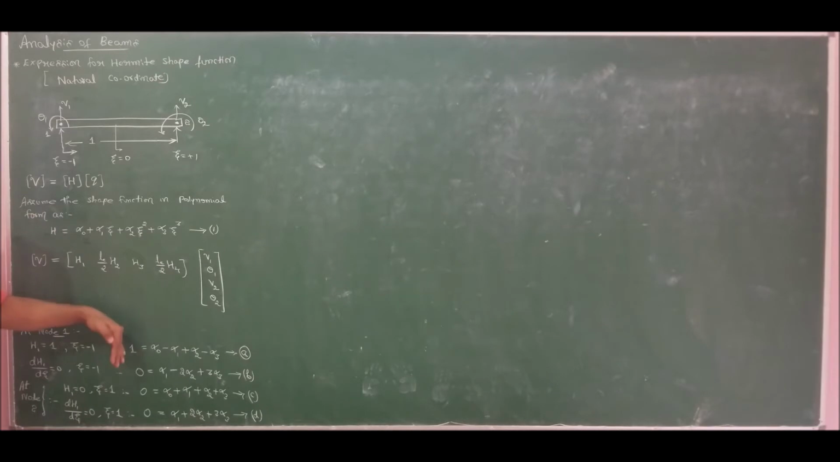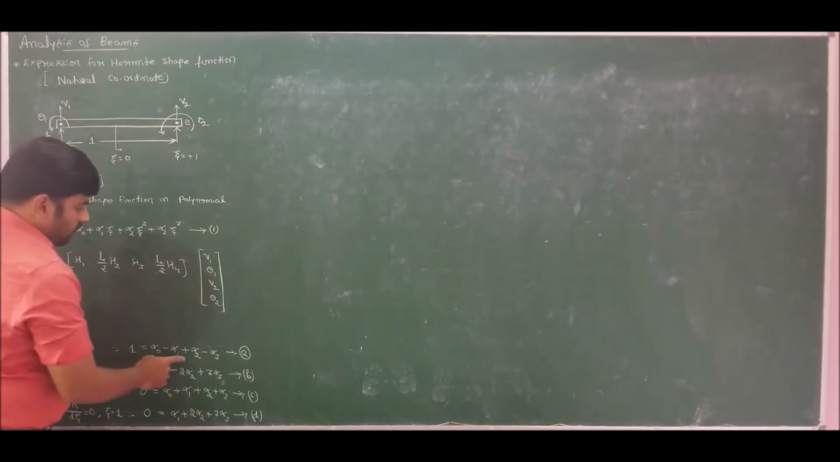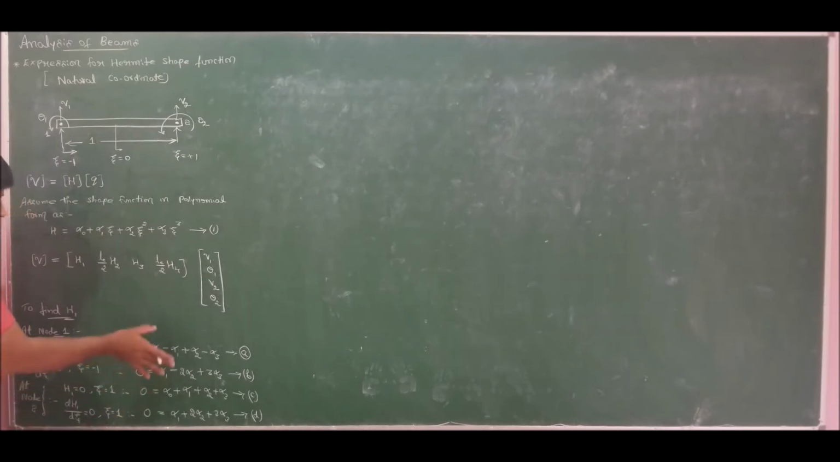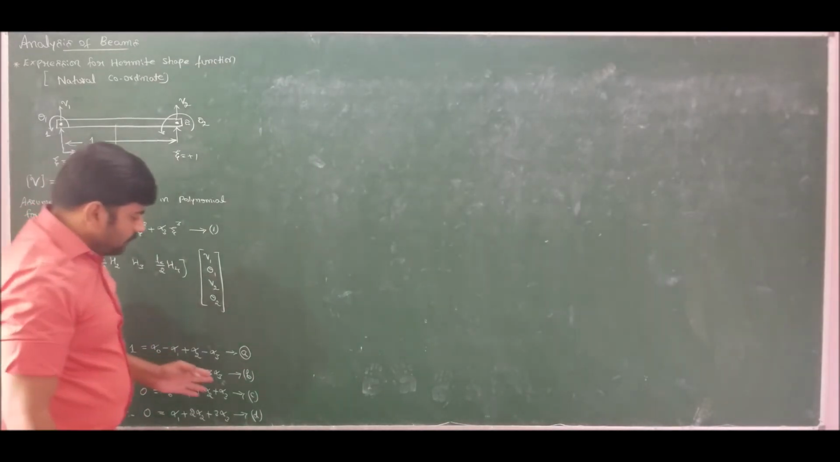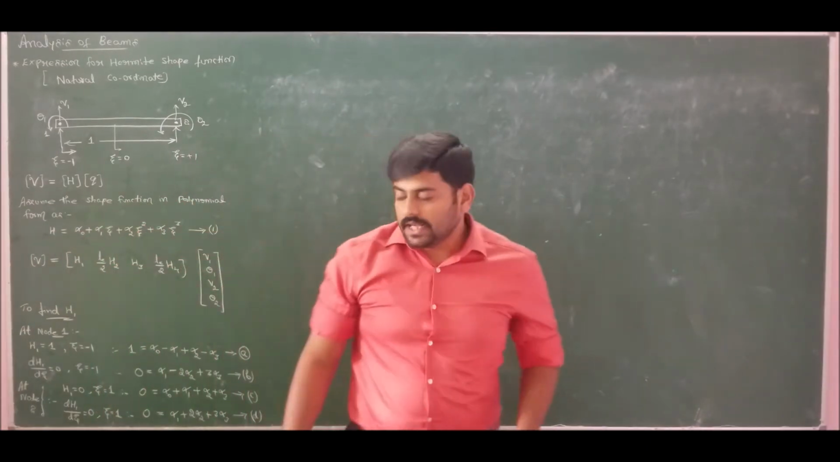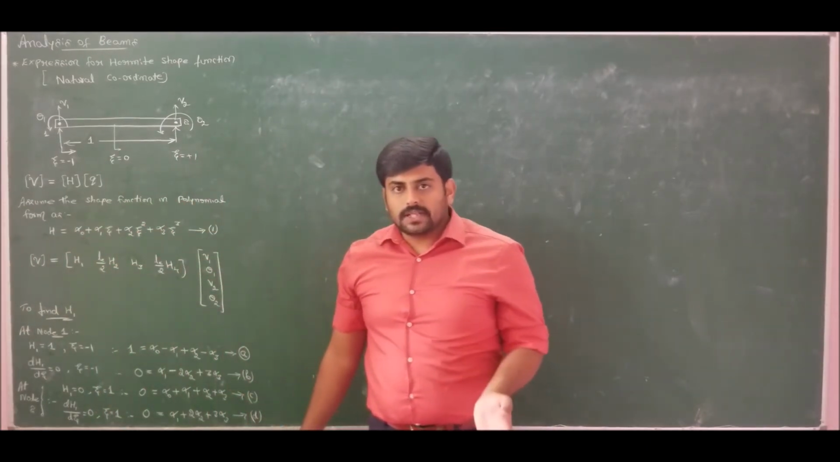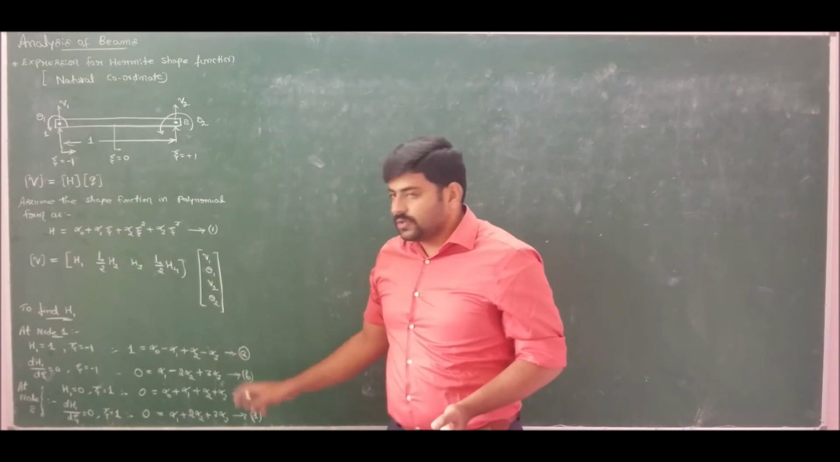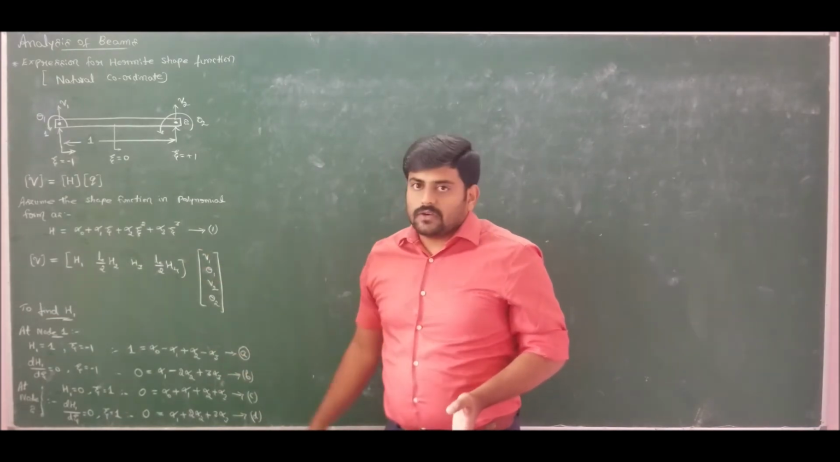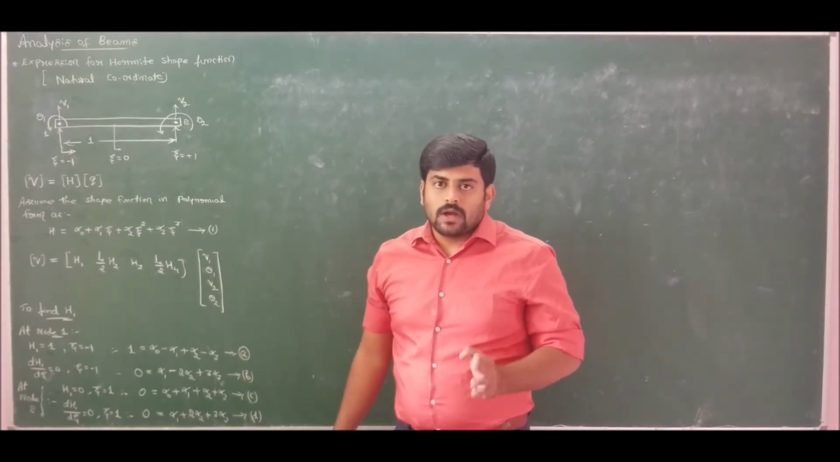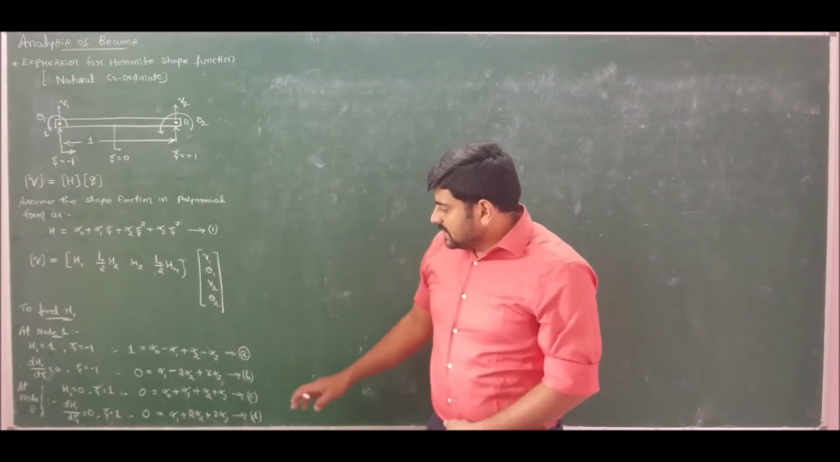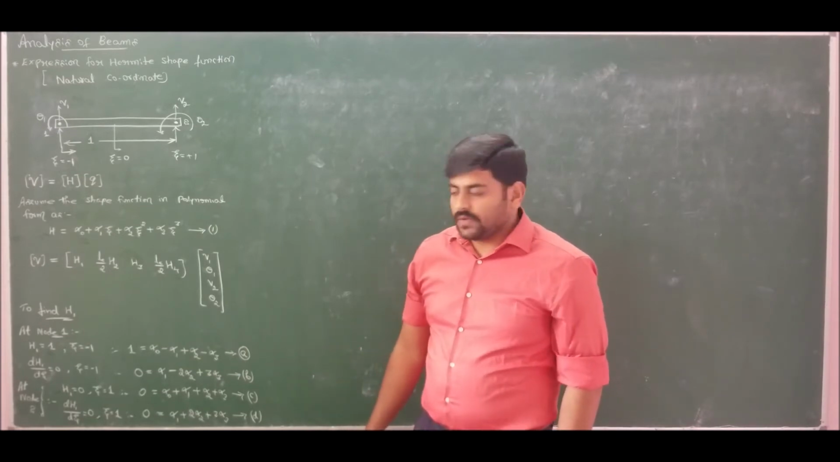Now we have 4 equations with 4 unknowns: alpha naught, alpha 1, alpha 2, alpha 3. Now I want to find these 4 unknowns. To do that, you can formulate this into a 4 cross 4 matrix, invert that matrix to find the values of alpha, and substitute to get the Hermite shape function h1. Or the easiest way is to solve by the simultaneous equations method.